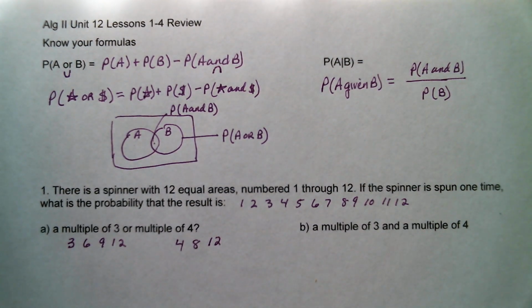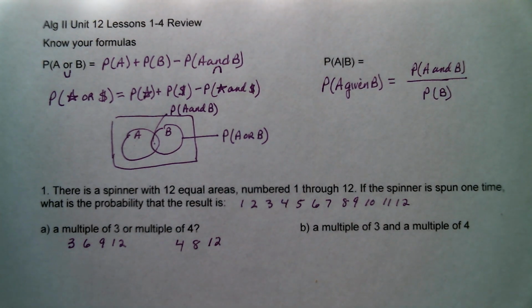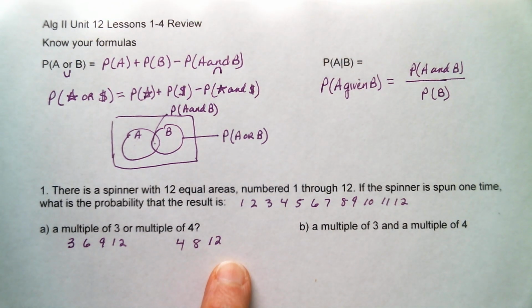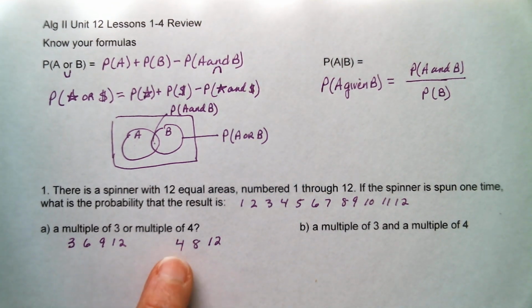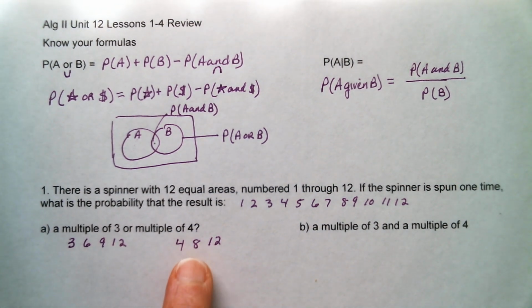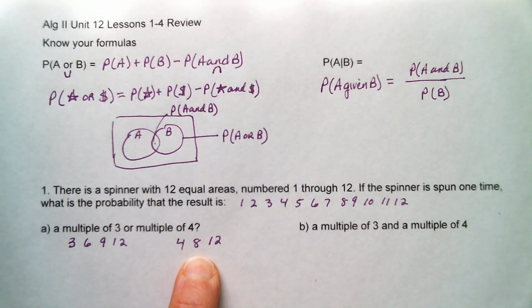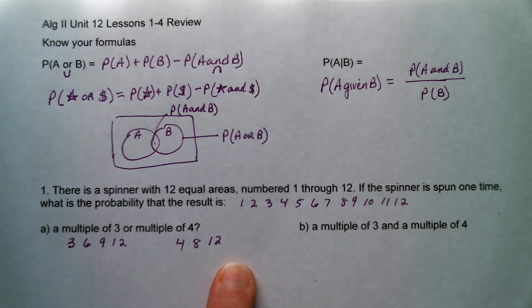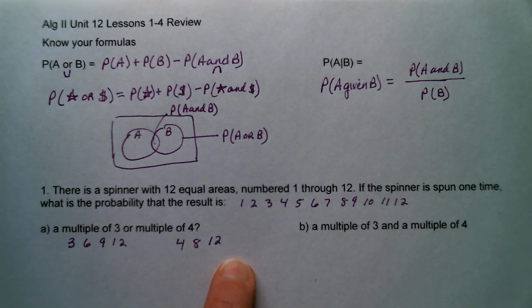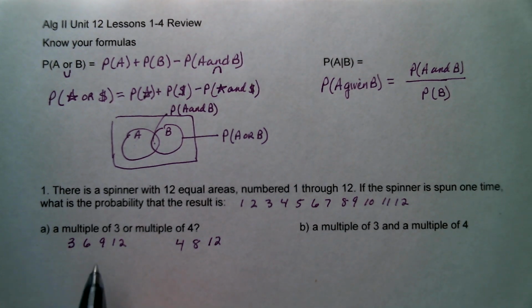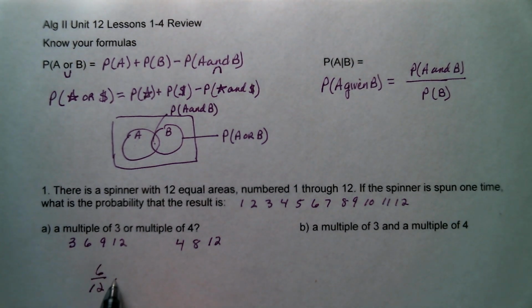So the probability that the result is a multiple of 3 or a multiple of 4 is going to be the union of these two, right? If I go in order, it would be 3, 4, 6, 8, 9, or 12. So it would be the number here, which is 4, plus the number here, which is 3, which is 7, but 12 is counted twice, so subtract the and part, 1. 7 minus 1 is 6. So 1, 2, 3, 4, 5, 6. That would be 6 out of 12, or 1 half.